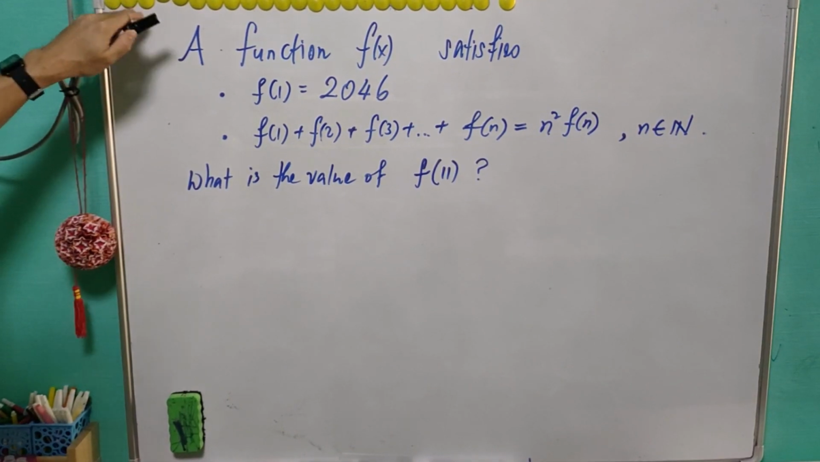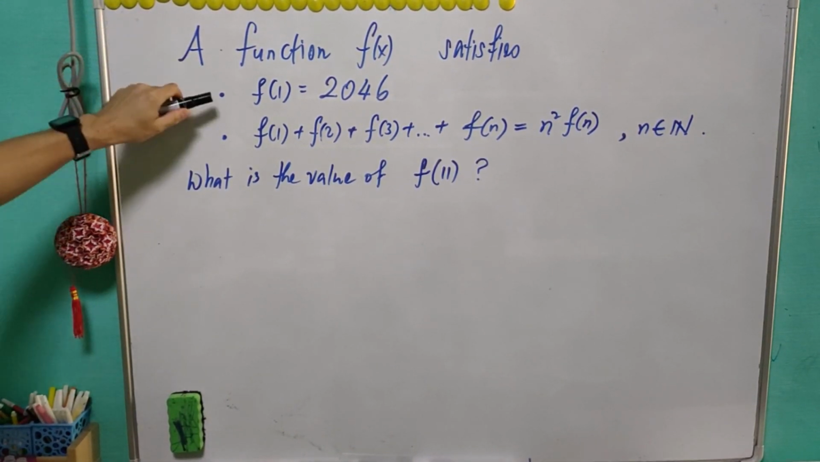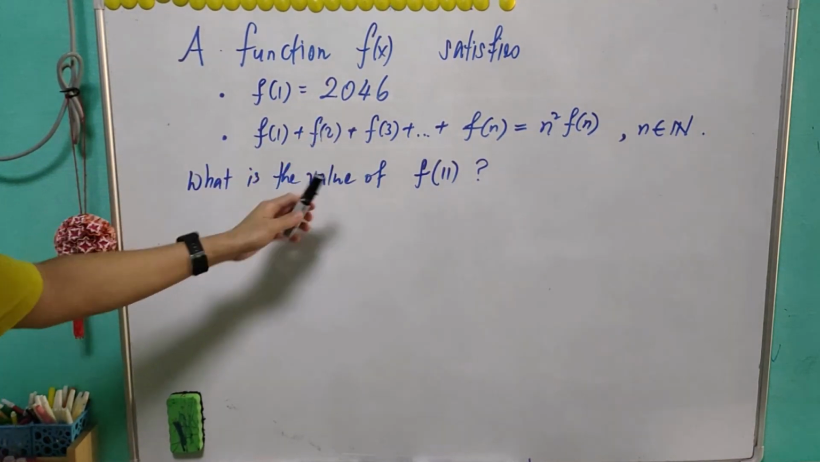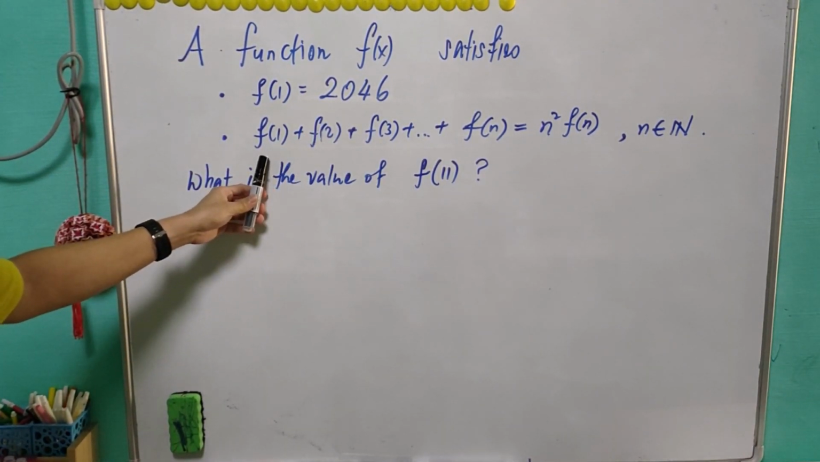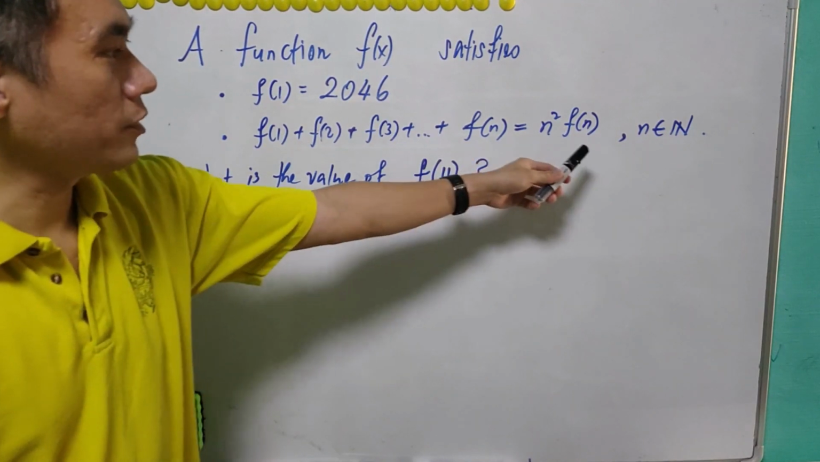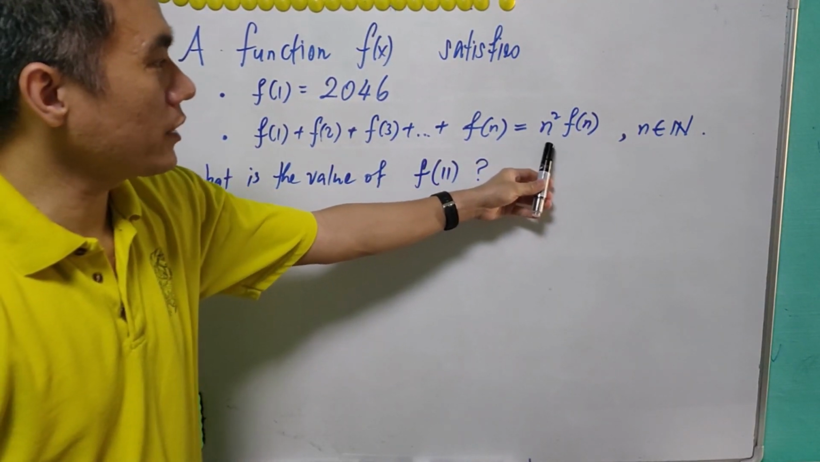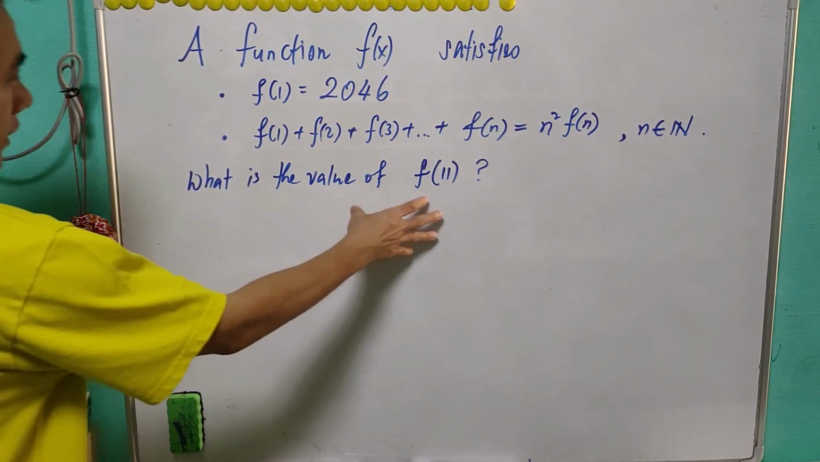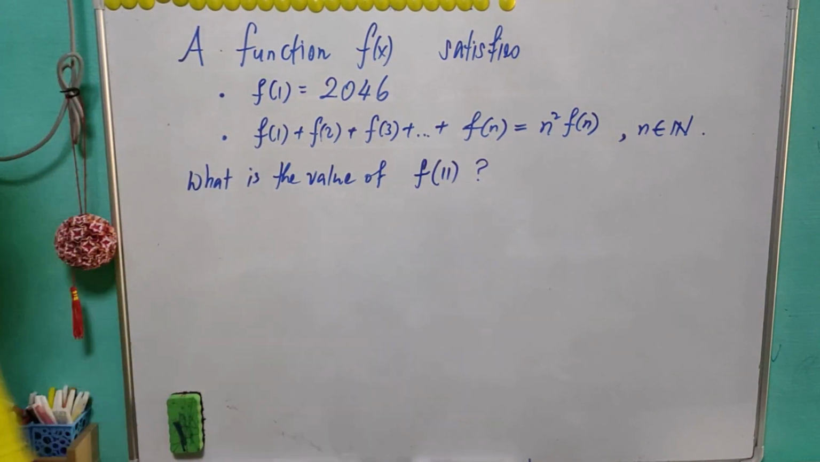In this question, a function f(x) satisfies the following two conditions. f(1) equals 2046, and the summation of f(1) to f(n), for a positive integer n, equals n squared times f(n). If that's the case, what will be the value of f(11)?